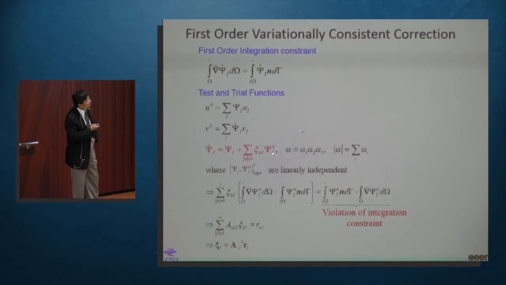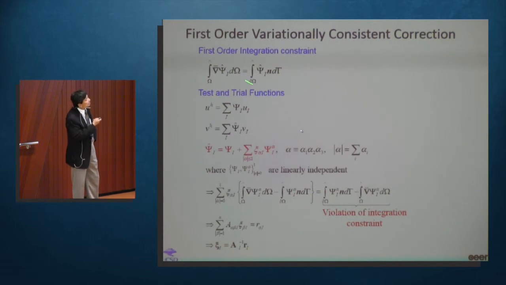Here I add additional basis functions. They are just orthogonal to each other. So it's a very simple constant basis but orthogonal to each other. And insert this into this integration constraint. And from there you can solve for the coefficients C.